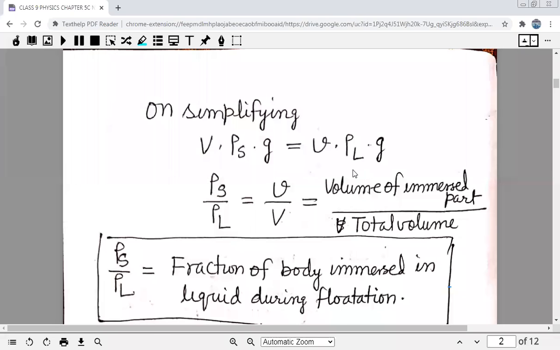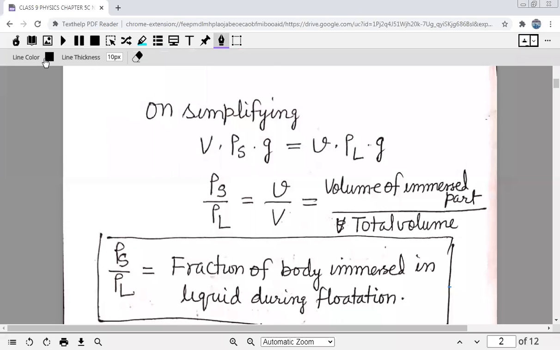Now what does it mean? It means the fraction of body immersed in liquid. Fraction of body immersed in liquid during flotation. Volume of immersed part upon total volume means what fraction of the body is immersed in liquid during flotation. So rho S upon rho L equals small v upon capital V. Small v upon capital V is the fraction of body immersed in liquid. Is it clear?